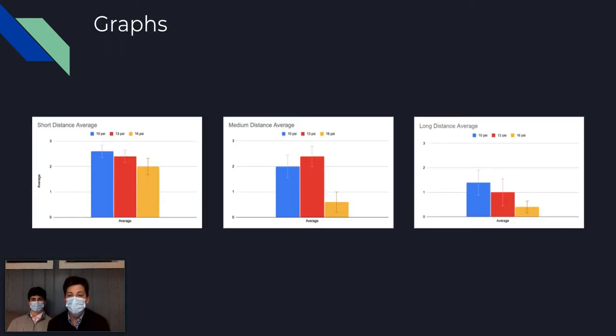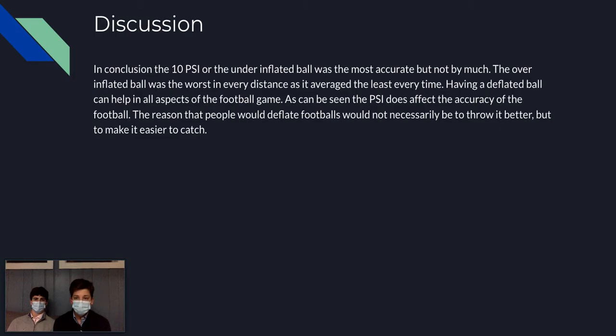Graphs. These are our graphs. The first one shows that there's not a major difference between PSIs of a ball except the 10 and 16 PSI. The mid-range, the second, shows that there's no significance between the 10 psi and 13 psi, but there is between both and the 16 psi. Then the long distance, there's no difference between the 10 psi and 13 psi, but there is between the 10 psi and 16 psi. In conclusion, the 10 psi football was the most accurate, but not by much.